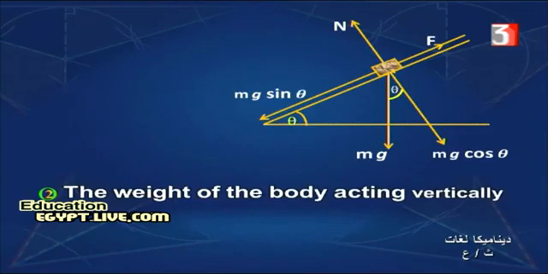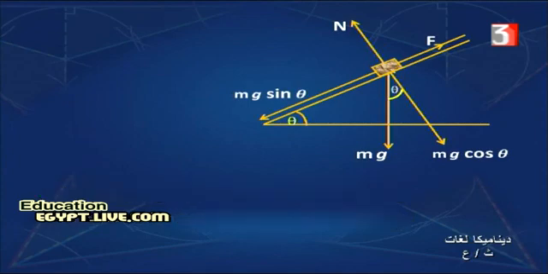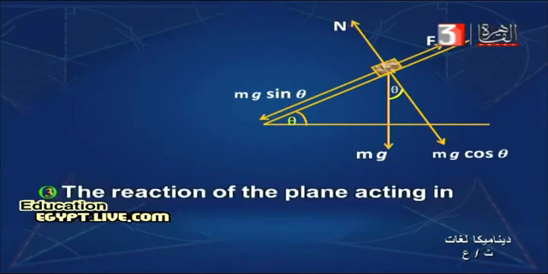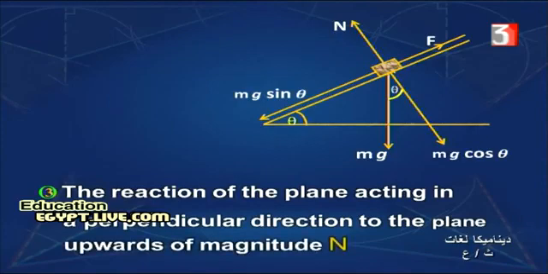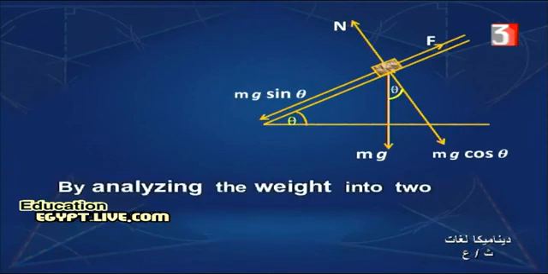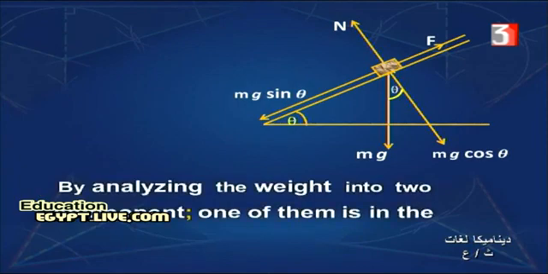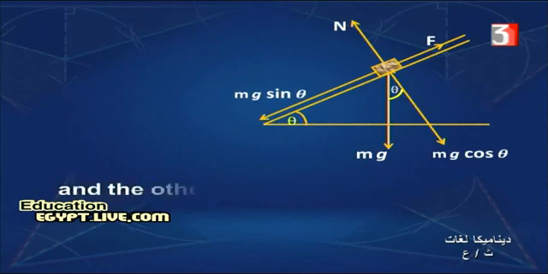By analyzing the weight into two perpendicular components, one of them is in the direction of the plane downwards, and the other is in the direction perpendicular to the plane. The component in the direction of the plane equals mg sine theta, and the component perpendicular to the plane equals mg cosine theta.